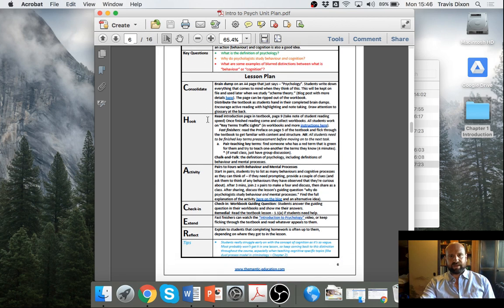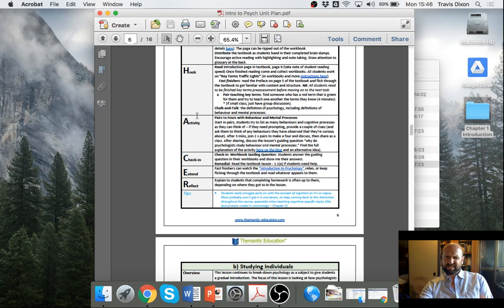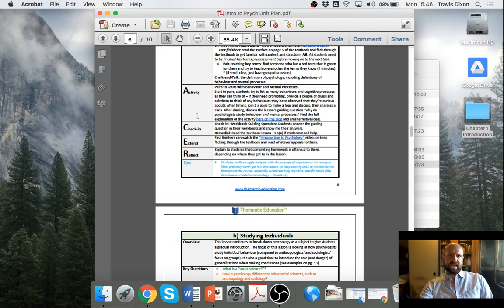So after we've recapped with our consolidation, we get into a hook. This is anything that's going to pique their interest in what we're learning about. And so we're saying, right, this is what we're going to learn today. And yeah, just something to get them hooked into the lesson. And then there's an activity.